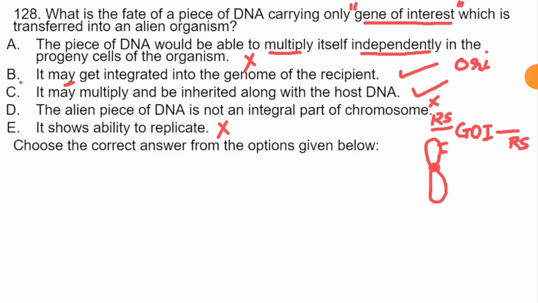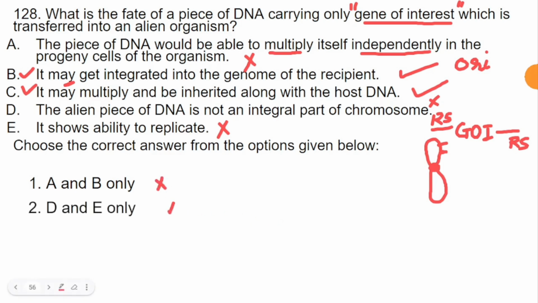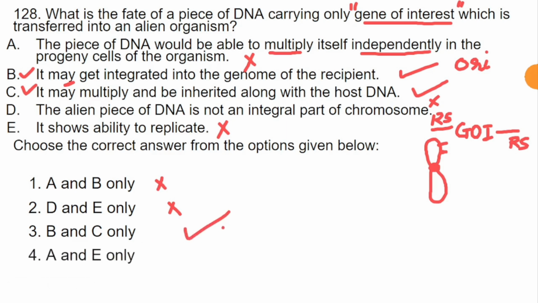So the only possibility is B and C. Let's look at the options. A and B, no, this is wrong. D and E, again, no. B and C, yes. A and E, no. So yes, option 3 is the right answer of this question.